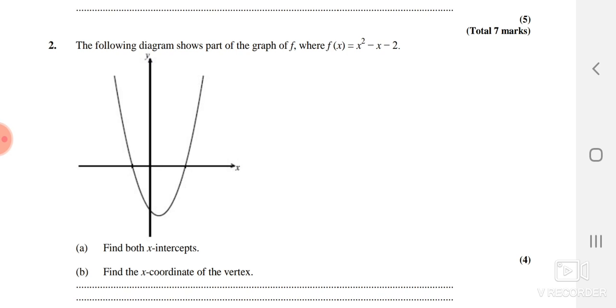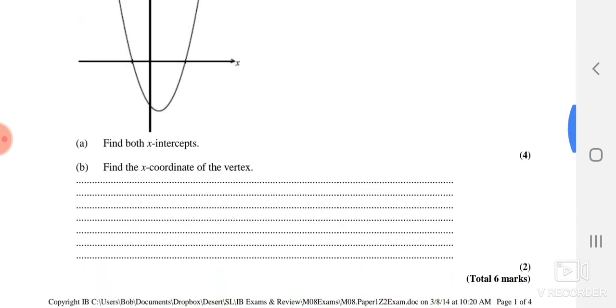And now I'm moving toward question 2. In this question, the drawing of a parabola, a quadratic function, is given, and he said find both x-intercepts. To calculate the x-intercepts, put f(x) equal to 0, and then either you factorize by middle term breaking or by using the quadratic formula. By using the quadratic formula, you can get two values of x which will represent the x-intercepts. And in the next part, he is saying find the vertex. So just take the midpoint of these two x-intercepts, and you will have the x value of that vertex.